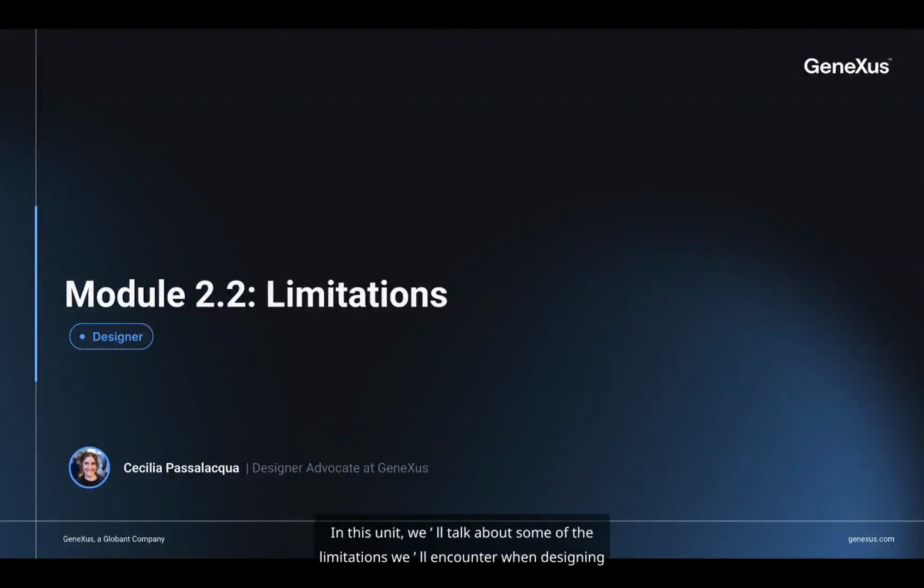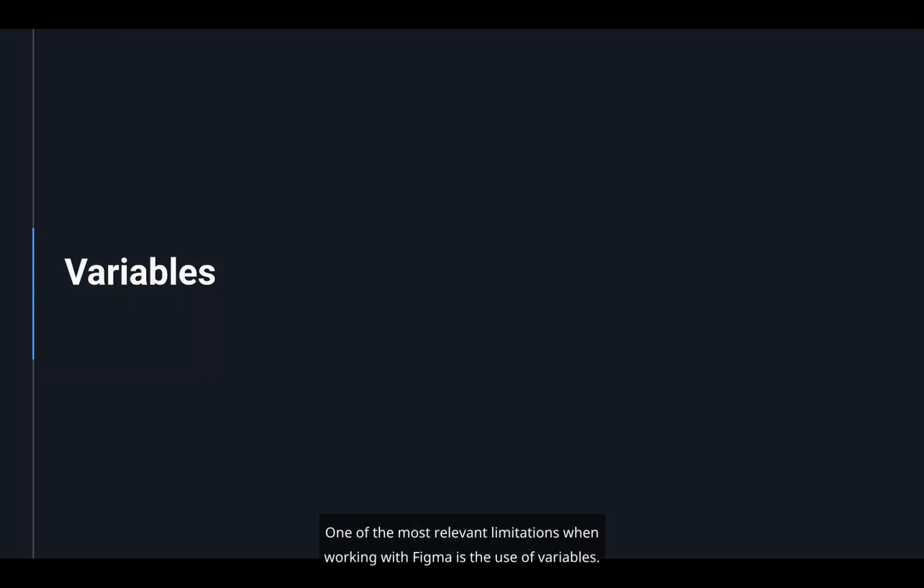In this unit, we'll talk about some of the limitations we'll encounter when designing a file that will be imported into Genexus. Understanding these limitations is crucial to ensure a successful import and to optimize the workflow between design and development. One of the most relevant limitations when working with Figma is the use of variables.